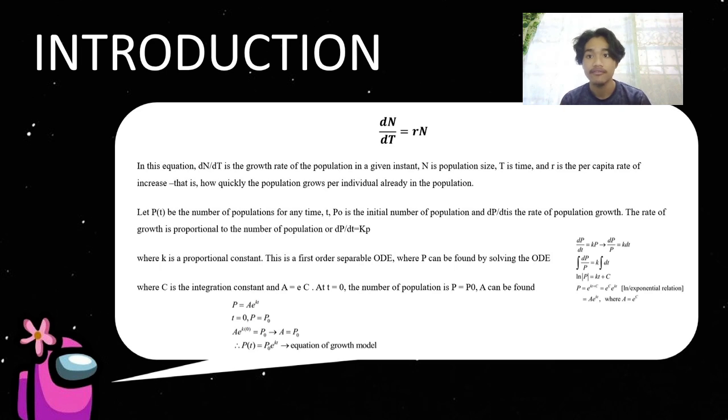For example, the equation dN/dt = rN. dN/dt is the growth rate of the population at a given instant, N is population size, t is time, and r is the per capita rate of increase. First step, let P(t) be the number of population for any time t. P0 is the initial number of population, and dP/dt is the rate of population growth.